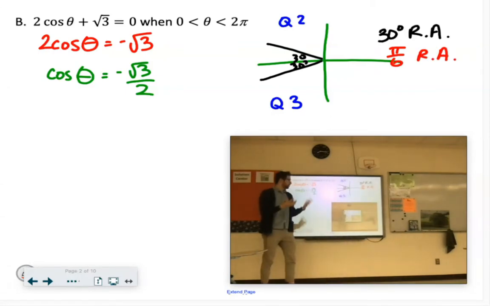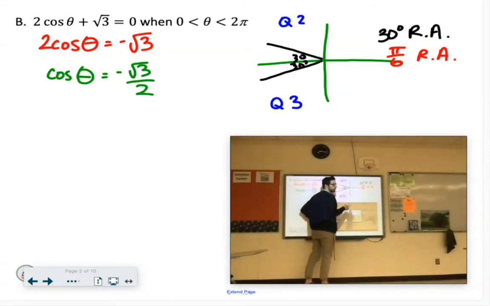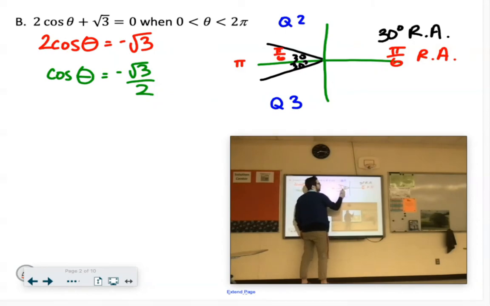So you can do this a couple ways. You can figure it out in degrees and then transform it into radians, or we could just figure it out in radians. If we know that we have a pi over 6 reference angle, and 180 degrees is 1 pi, we would have to do 1 pi minus pi over 6. And down here we would be doing 1 pi plus pi over 6.